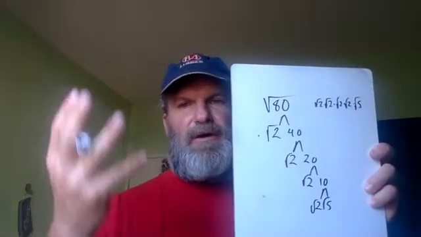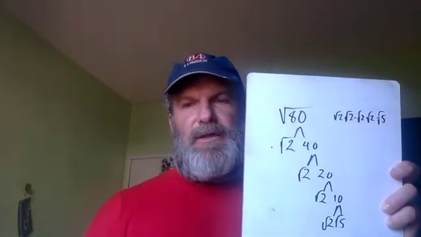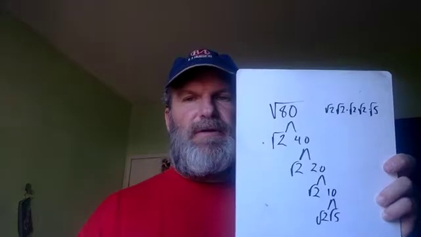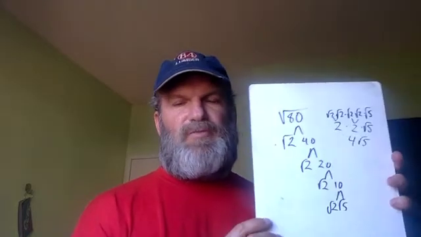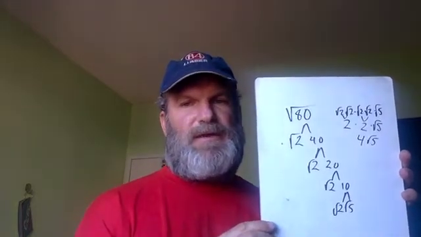You broke 80 all the way down into prime numbers that when you multiply those prime numbers together, you get back to 80. 16 times 5 is 80. So you got 2 square root of 2. Square root of 2 times square root of 2 is the whole number 2. Square root of 2 times the square root of 2 again, that's another whole number 2, and the square root of 5 is all by itself. So you end up with 2 times 2, which is 4, times the square root of 5. 4 square root 5.